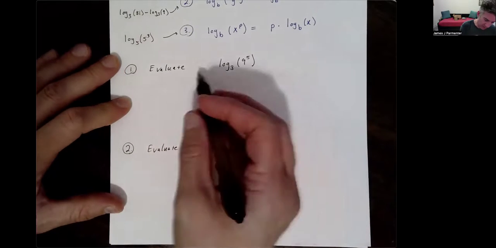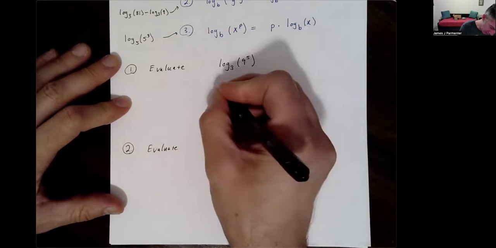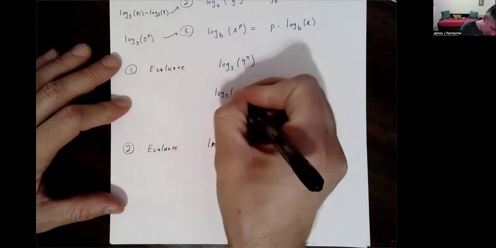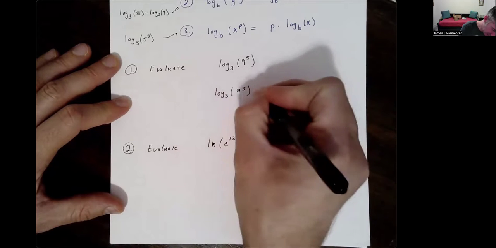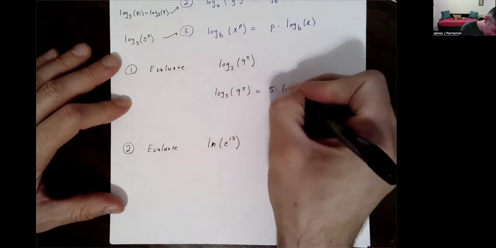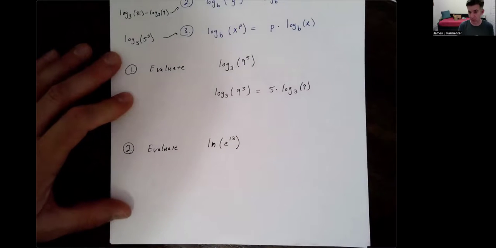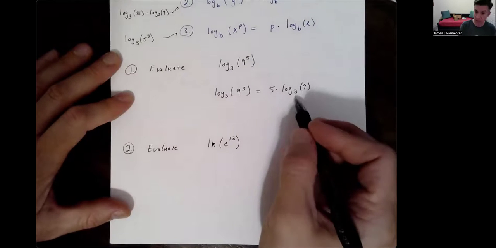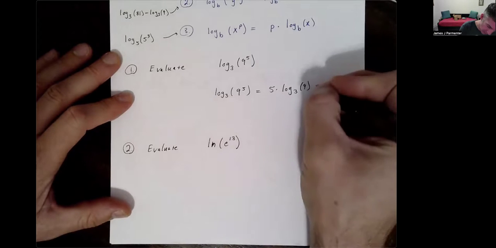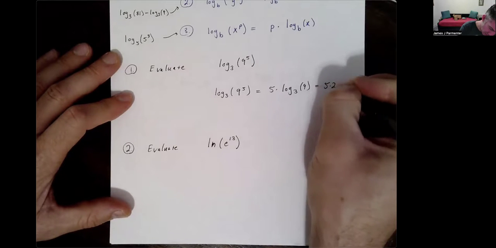So getting into some examples here, we want to evaluate some things. If I want to evaluate log base 3 of 9 to the 5th, I'm going to say that it is equal to 5 times log base 3 of 9. Then we just know that log base 3 of 9 is 2. You can also write it as log base 3 of 3 squared. It's going to be 5 times 2, which is 10.